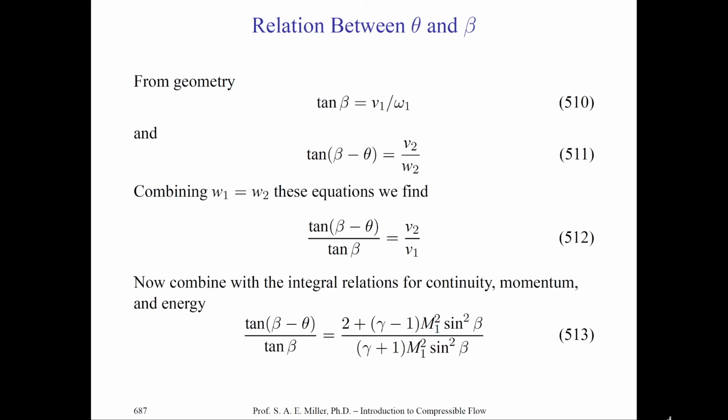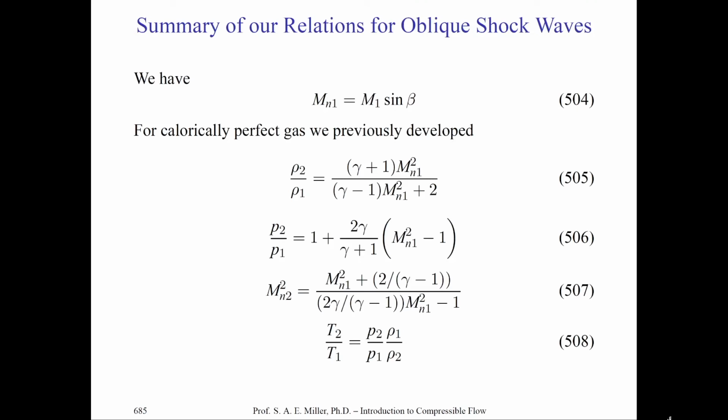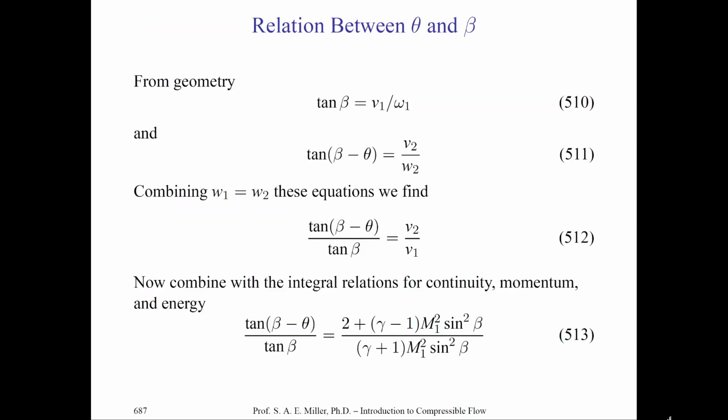It's super simple. Now let's combine this particular equation, 512, with the integral relations for continuity, momentum, and energy, which we've shown their results on the previous pages. You'll then find 513 in a simplified form: tangent of beta minus theta over tangent beta will go as 2 plus gamma minus 1 M1 squared sine squared beta all over gamma plus 1 M1 squared sine squared beta. Indeed, you will find this particular solution. And it's a workhorse equation.